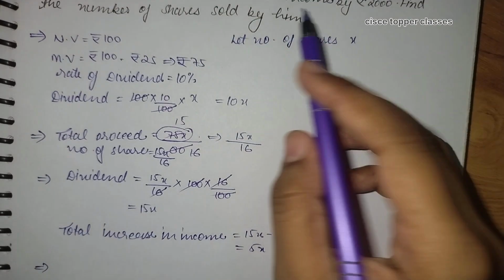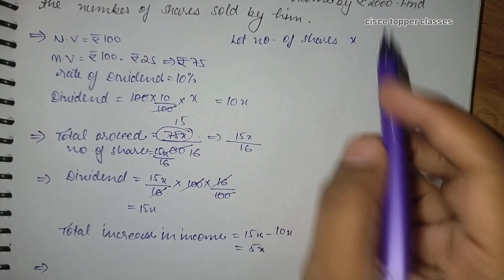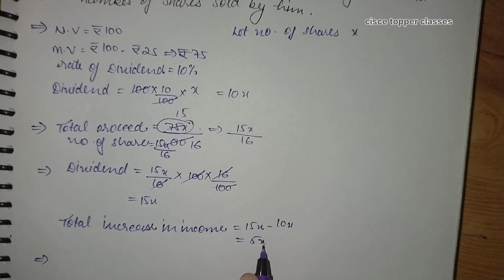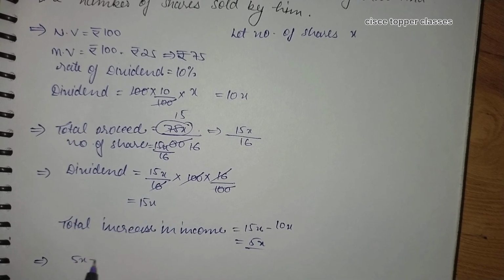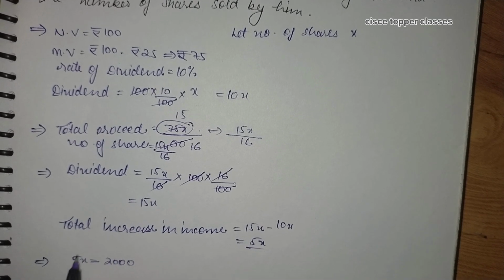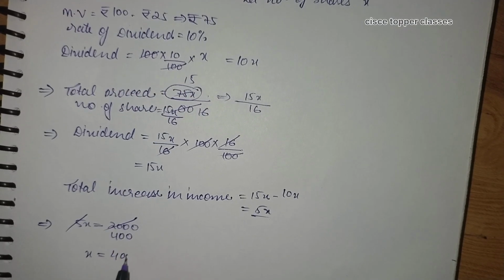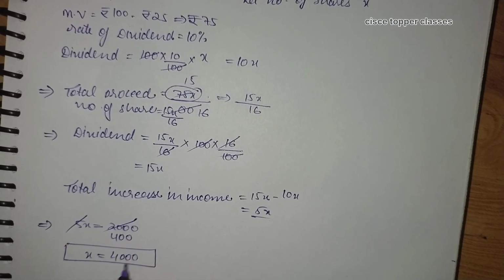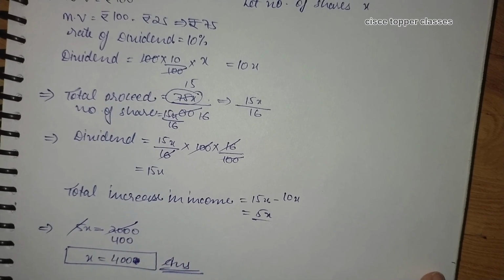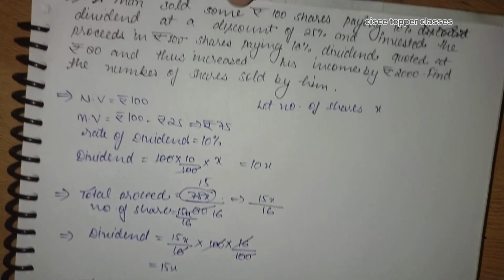Now the increase in income is rupees 2000. So we can find the number of shares sold by him, as 5x is equal to 2000, the increased income. This will be cancelled out, and here we will get the number of shares as 400 shares in this question. So this is the final answer in this question, and this is the final solution of question number 30 here.